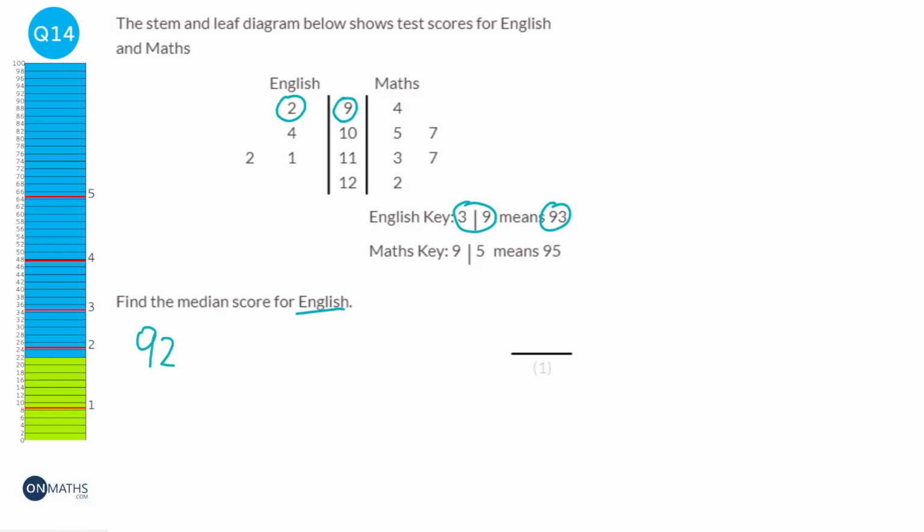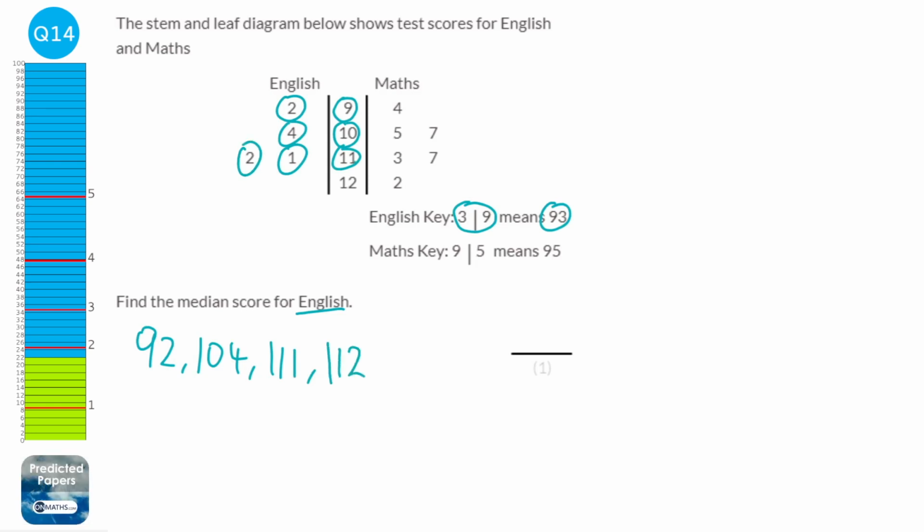So our first number will be 92. Then this will be 10 tens and a 4, so it would be 104. 11 tens and 1, so 111, and then 11 tens and 2.